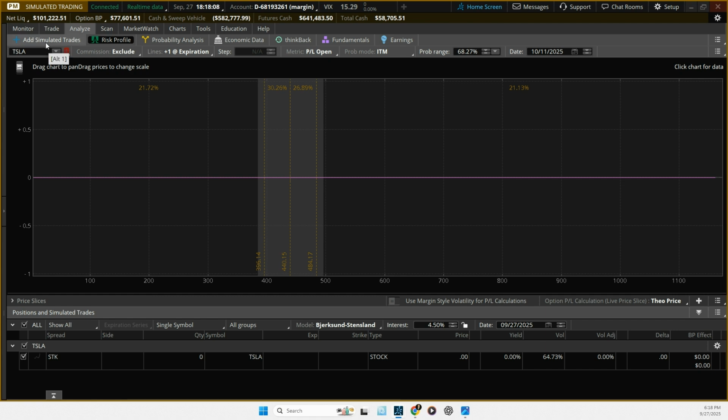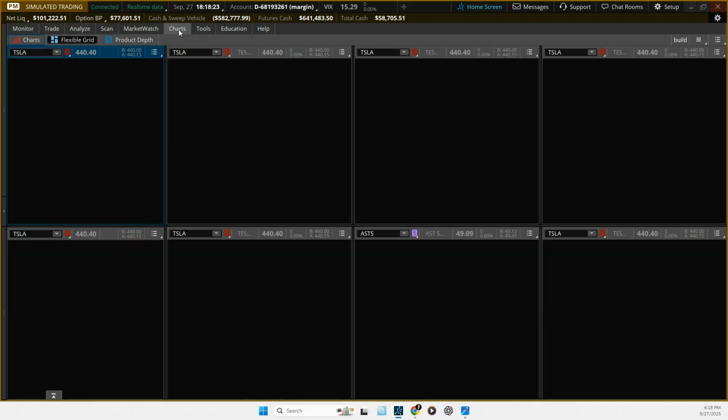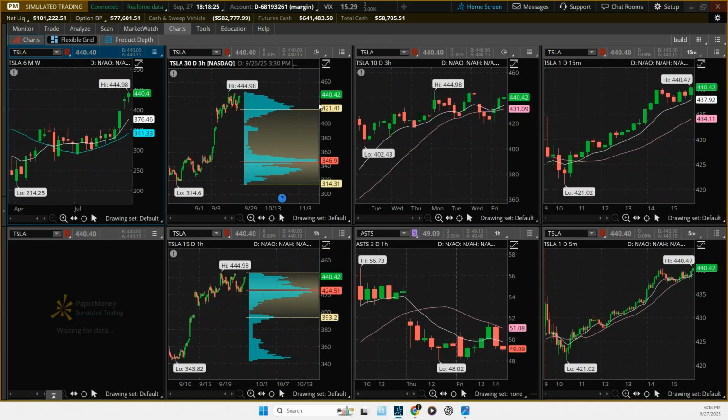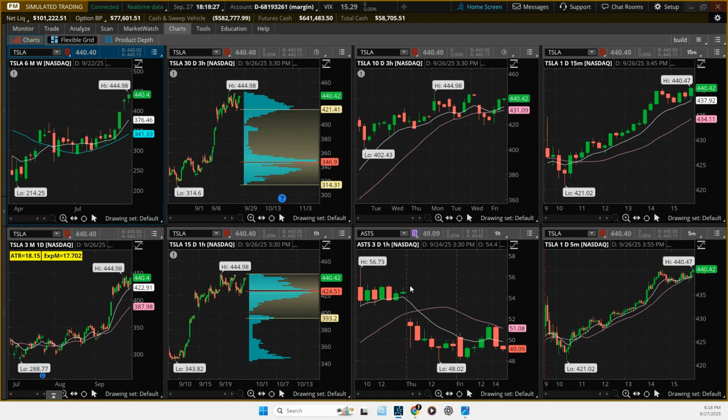So I'm experimenting with day trading different option strategies. And with the risk profile, you can go through and simulate different things. For example, let's say I'm looking at some charts and I think Tesla is going to hit a certain number. In this case, let's say 450 right here on the daily.